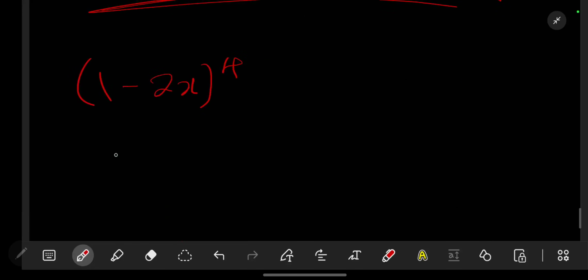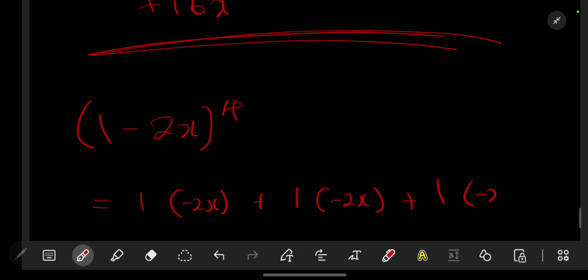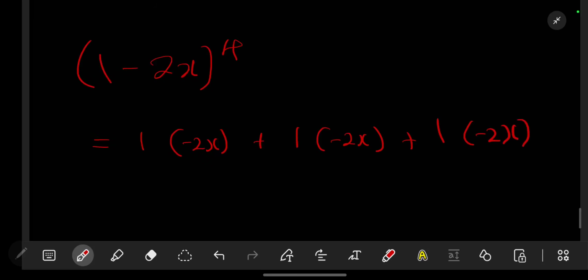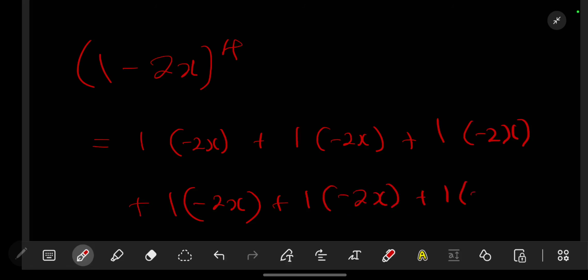So we are going to do the same. Using the Pascal's triangle, we have 1 negative 2x plus 1 negative 2x plus 1 negative 2x, then plus 1 negative 2x plus 1 negative 2x plus 1 negative 2x, like that. How many terms are these? 1, 2, 3, 4, 5. Too many.